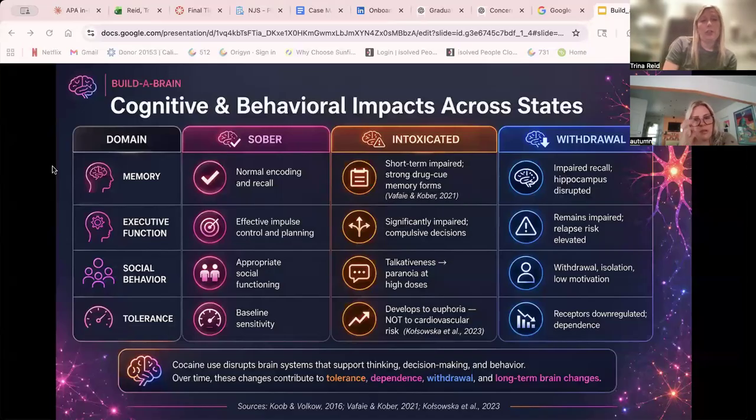Okay, so these are cognitive and behavioral impacts. A sober brain is normal. Intoxicated, your short-term memory is impaired, with strong cue memories forming. Withdrawal. Executive function: sober, effective; intoxicated, significantly impaired; withdrawal, you stay impaired. Tolerance critically develops to euphoria, but not cardiovascular effects.